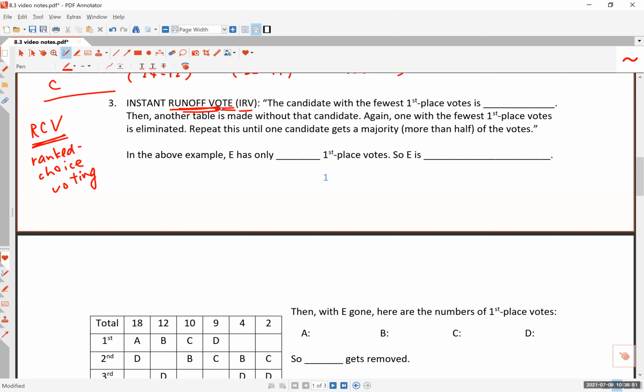Now, a runoff election is actually a second election after nobody gets a majority vote. And in some places, they do a separate runoff election between the top two candidates. The only problem is if you actually hold a second election, it is very expensive. You're going to ask people to go back to the ballot boxes again, and it is very time consuming, very money consuming. And so the actual runoff vote is not very preferred.